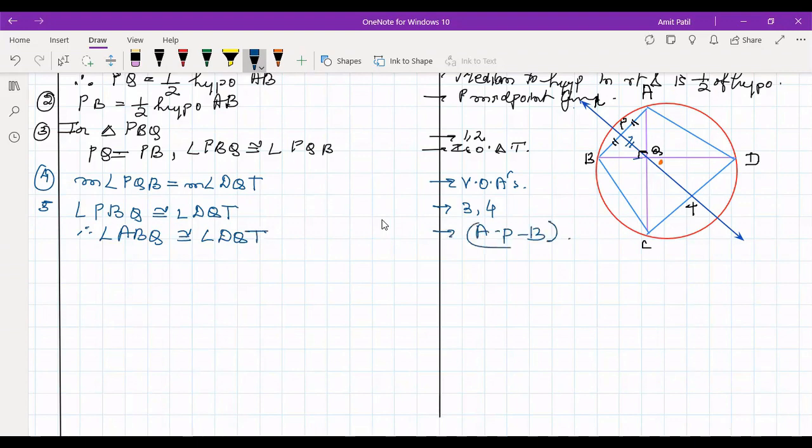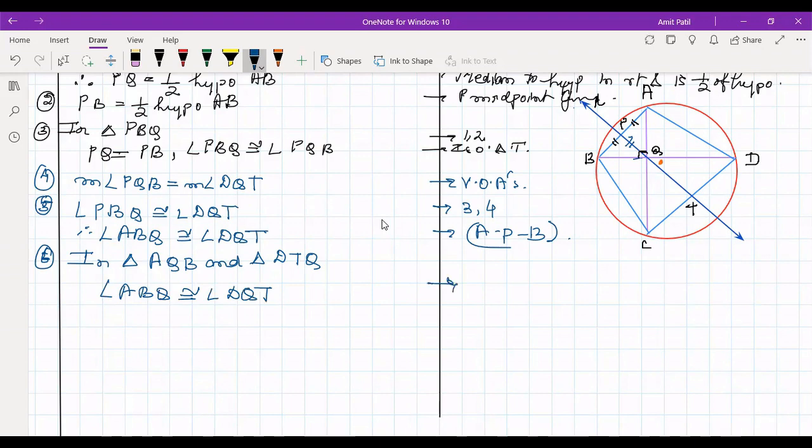Okay. Now, point number 6. In point number 6, we'll try to enter two triangles. Just check it out. The triangles are triangle AQB and triangle DTQ. If you concentrate on these triangles, we have just proved that two angles are congruent. The first angle is angle ABQ congruent to angle DQT. We have already proved it in point number 5.